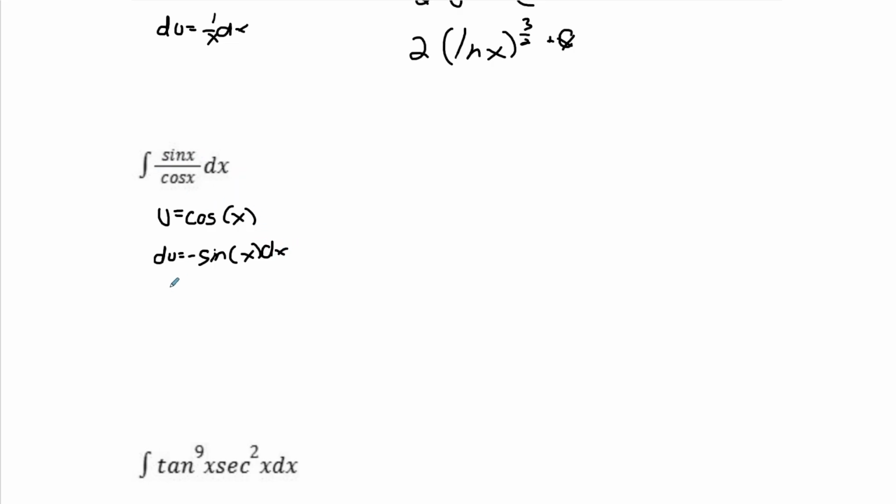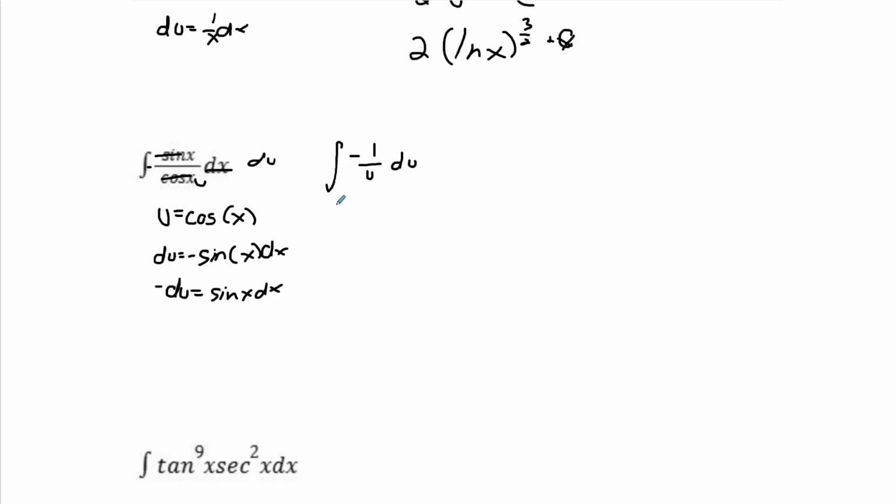So what we do is we divide by -1 and say negative du equals sine of x dx. And then look at that. We've gotten rid of all this, and we're just going to have a negative and then a du. So what this would end up being is this now becomes our u. So we just have -1 over u du, right?